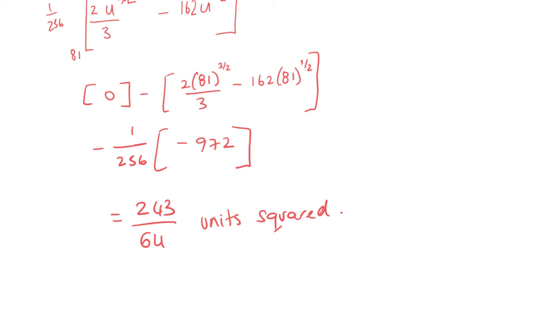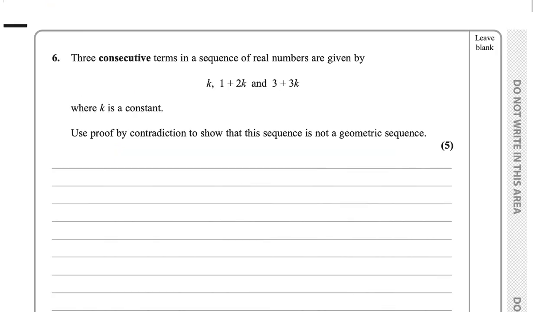Well done. Okay, question 6. So, for this one, we have 3 consecutive terms in a sequence of real numbers which are given by k, 1 plus 2k, and 3 plus 3k, where k is a constant. Use proof by contradiction to show that the sequence is not a geometric sequence.